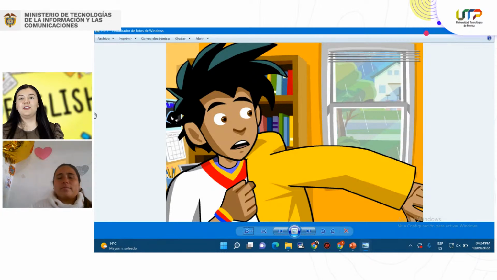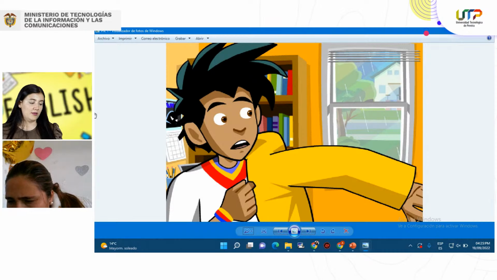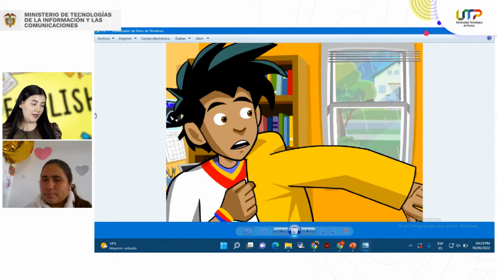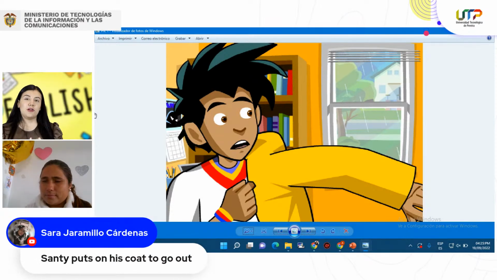We're not doing the previous activity anymore. Just think about a sentence about this picture. What else do we have? Do we have any other example? Santi: puts on his coat to go out. Well, that's correct, but this is not about the topic from today's class. Remember that we're trying to make the example with past continuous and simple past, the interruption.